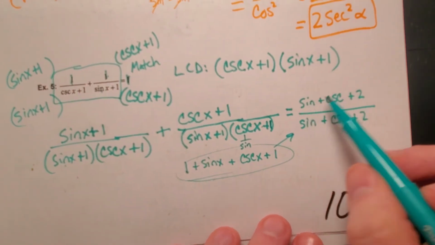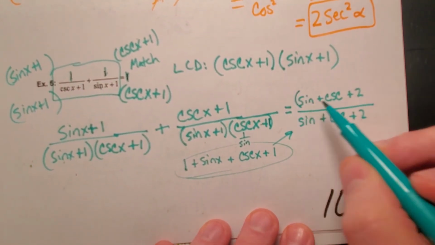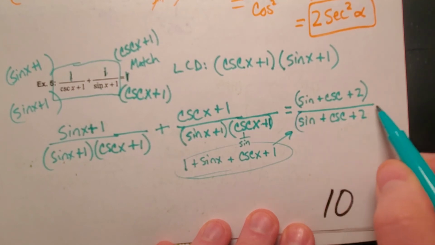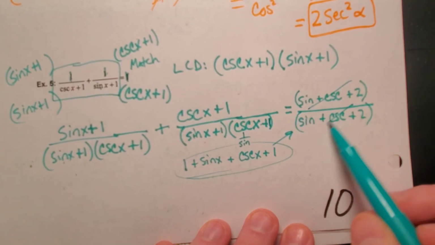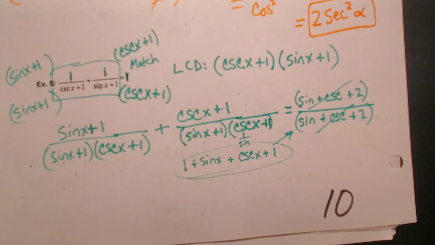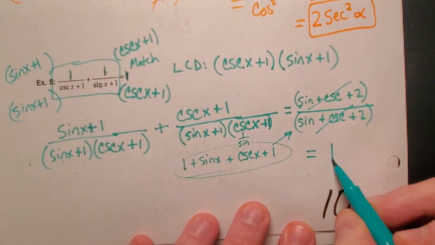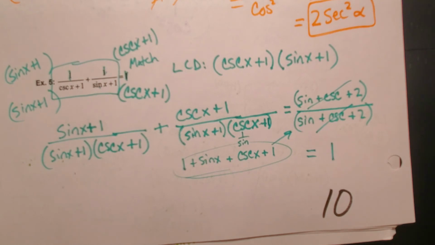And none of this can be factored on top. None of it can be factored on the bottom. That's considered all one factor. That's considered all one factor. But look! You're going to get a cancellation, and it's going to equal 1. Bam. I feel pretty good about this.